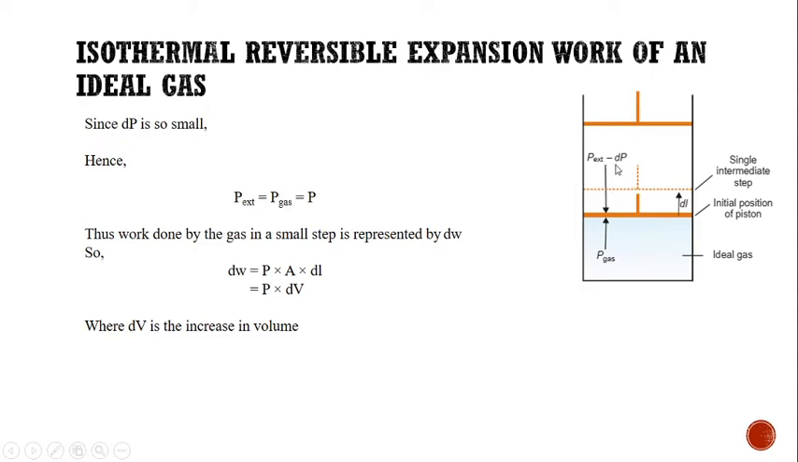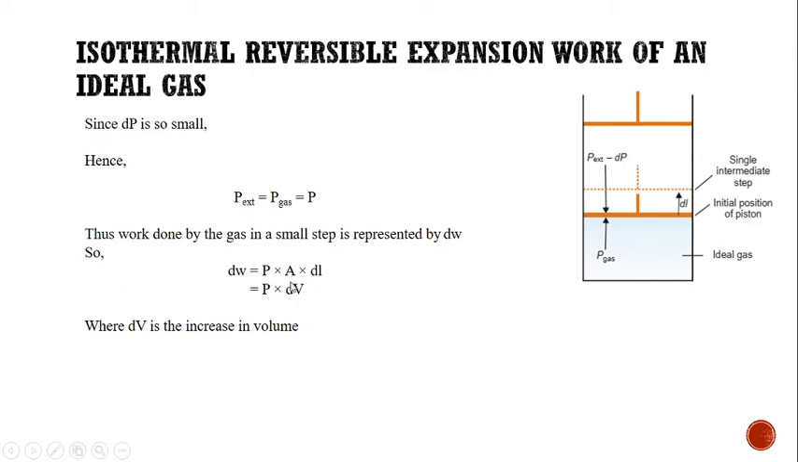If the external pressure of the gas is decreased by an amount dP, then the external pressure also decreases to P external minus dP. So when the external pressure decreases, this piston moves upward to this point, for example, a small distance dl. So we can calculate the small work done up to this point by using this formula: dw equals P multiplied by A into dl, where you know that A multiplied by dl can be replaced with dV.